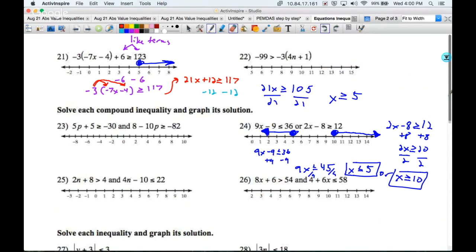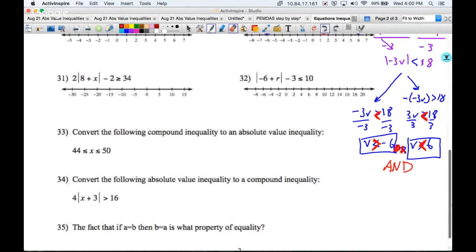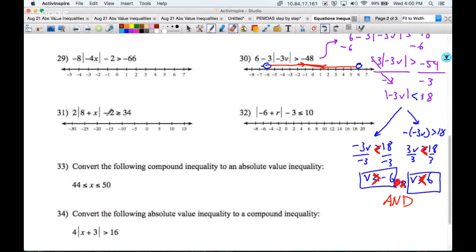Yeah, since we botched that one, let's just do one more. We'll do 31. For 31, I want to get my operations away from the absolute value bracket. I do that by adding 2 to both sides to get rid of that 2. Now I've got 2 absolute value of 8 plus x is greater than or equal to 36. Divide both sides by 2. Absolute value of 8 plus x greater than or equal to 18.